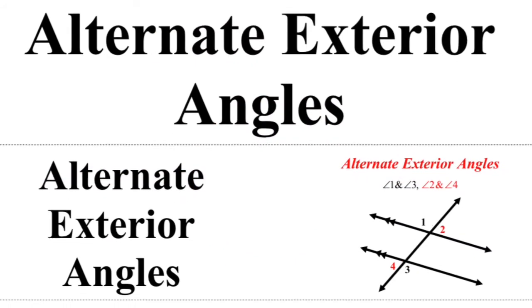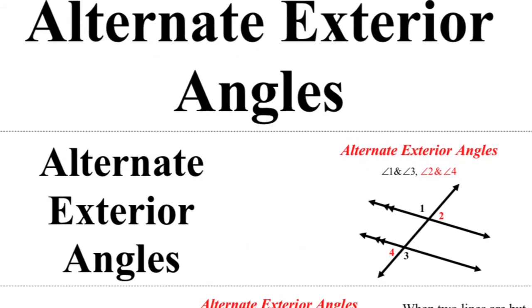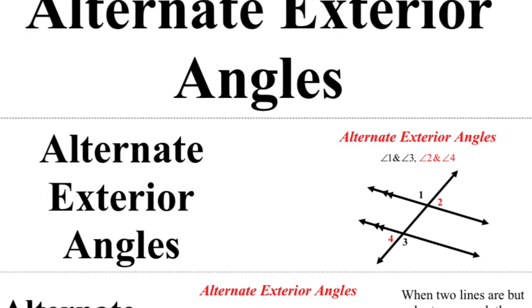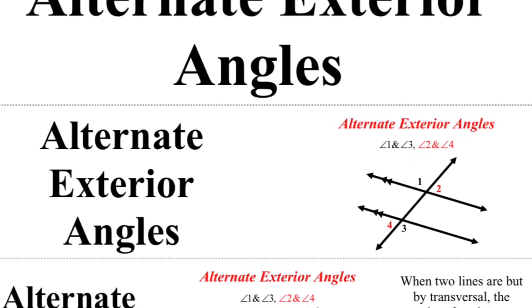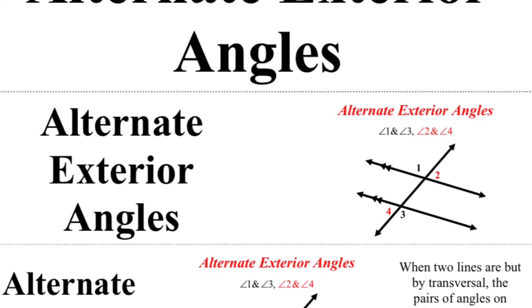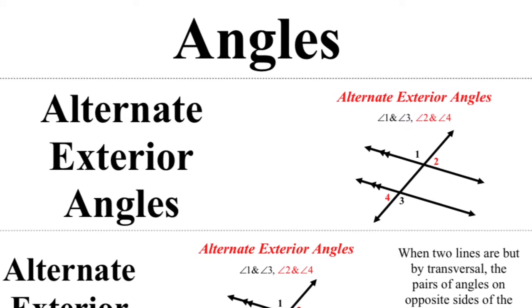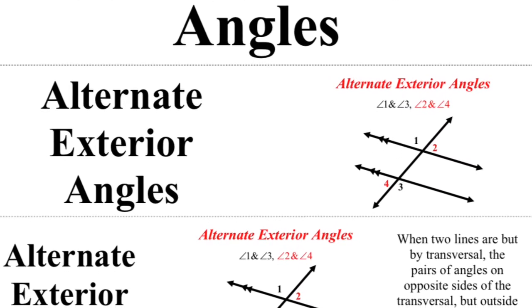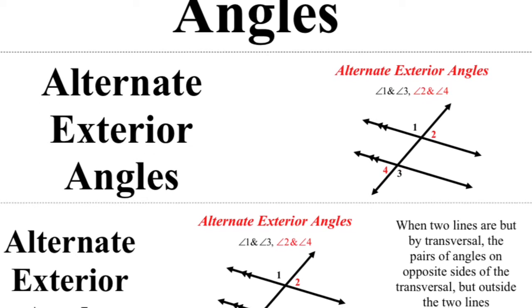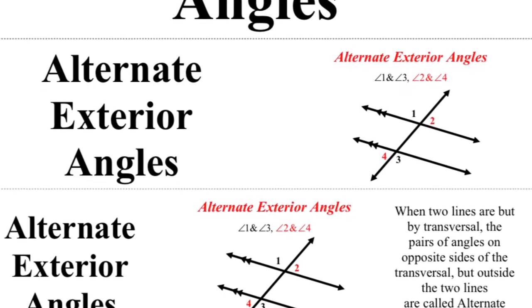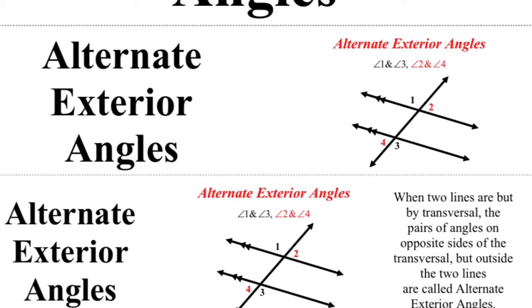When a line crosses over two other lines, you're going to have 8 angles. And the alternate exterior angles are the angles that live on the outside of the two lines, and they alternate. They're on opposite sides. If the two lines are parallel, the alternate exterior angles are congruent, which means they're equal.